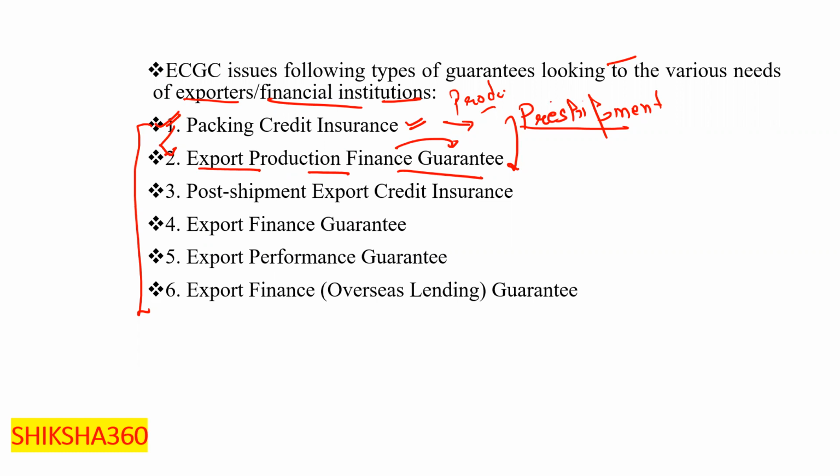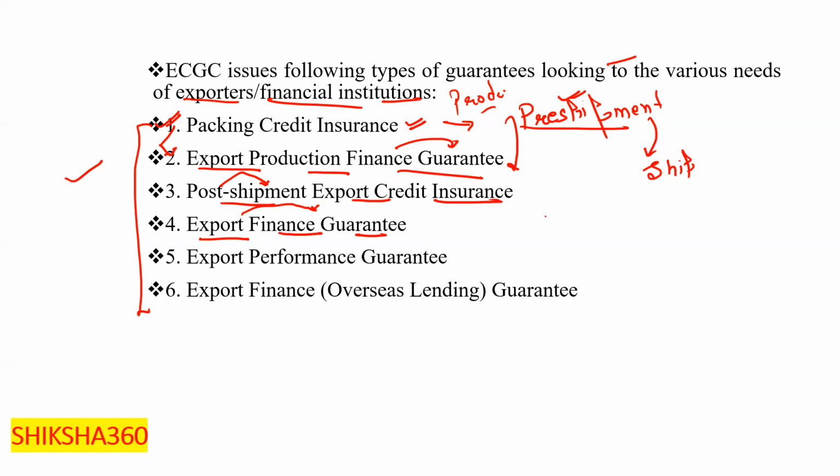After that, when the goods are manufactured, they will go for the shipment, that is post-shipment. So post-shipment export credit insurance. Initially pre-shipment, then there is also a guarantee on the production, the export production finance guarantee, and after that they will move towards the shipment: post-shipment export credit insurance. Then the next one is export finance guarantee, that is post-shipment, when goods are exported.